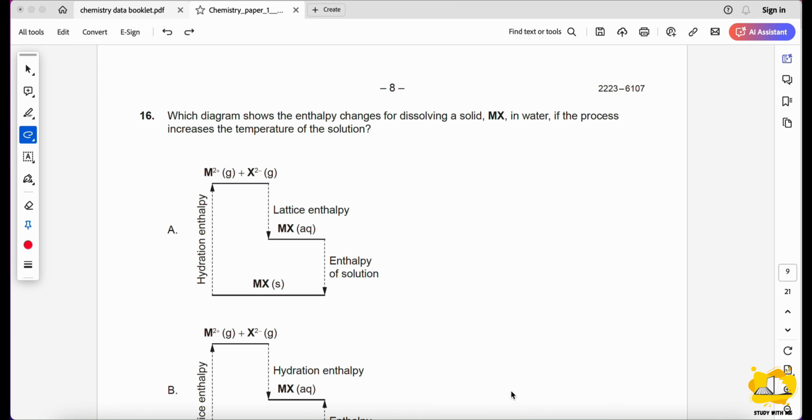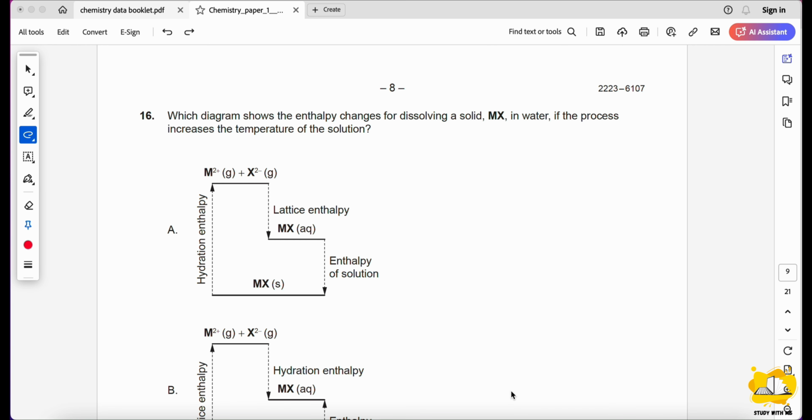Which diagram shows the enthalpy changes for dissolving a solid MX in water if the process increases the temperature of the solution? Ionic bonding is broken, or lattice enthalpies, to form ion-dipole attractions between the water molecules and individual ions, or hydration enthalpies. So the enthalpy of hydration is when 1 mole of gaseous ion is surrounded by water molecules to form an infinitely dilute solution, and is always exothermic.